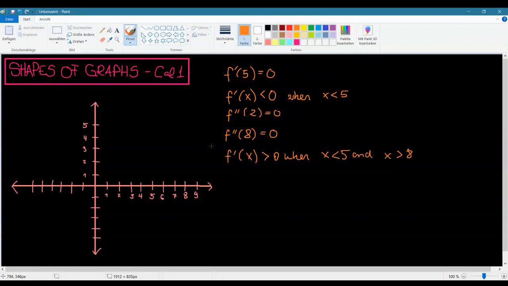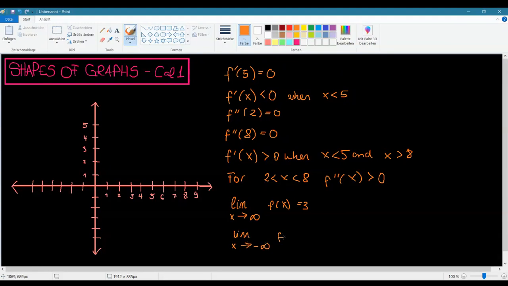Yes, we know that between 2 and 8, so for 2 smaller x smaller 8, which is the same as saying that from 2 to 8, the second derivative of f is greater than 0, which means it's concave up. And we know, lastly, the limits of f of x as it approaches negative and positive infinity, which is that the limit as x goes to positive infinity is 3, and the limit as x goes to negative infinity equals 3. What's that going to tell us? It tells us that we have a horizontal asymptote at 3, right?